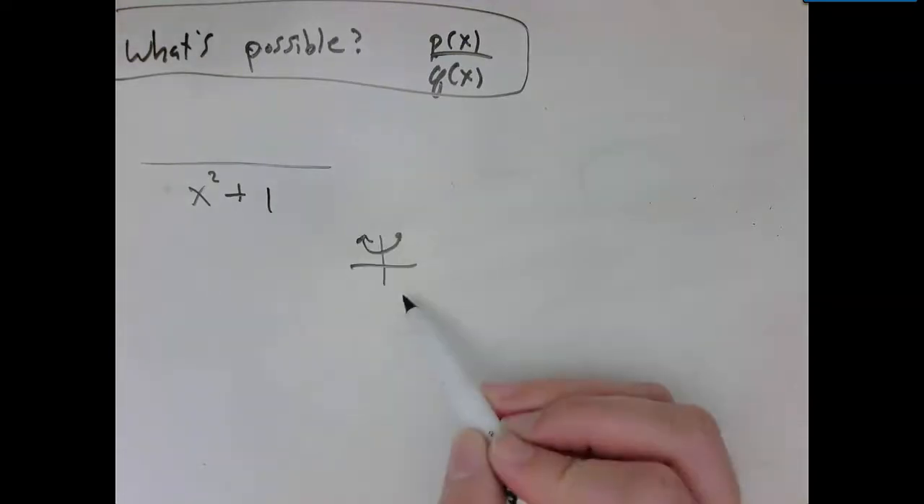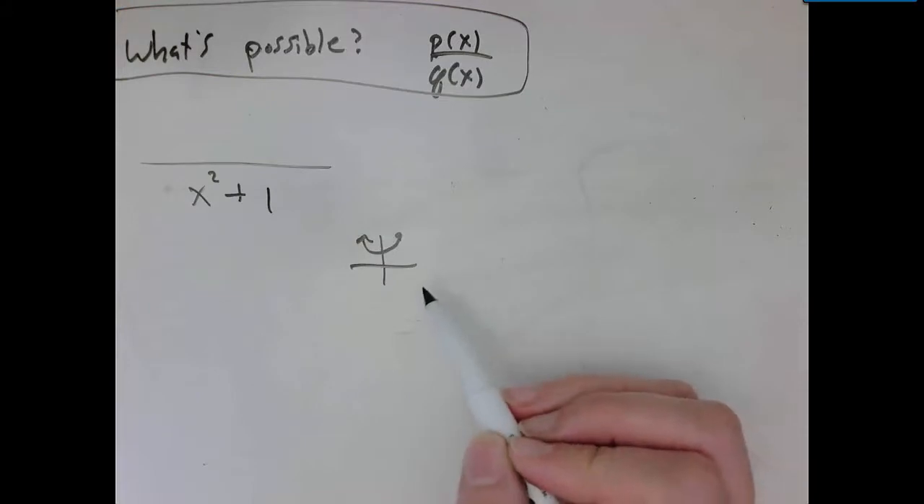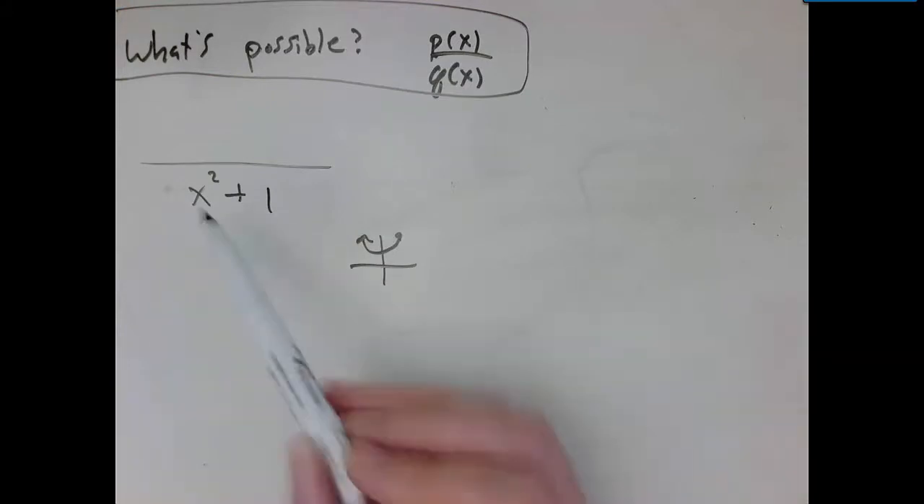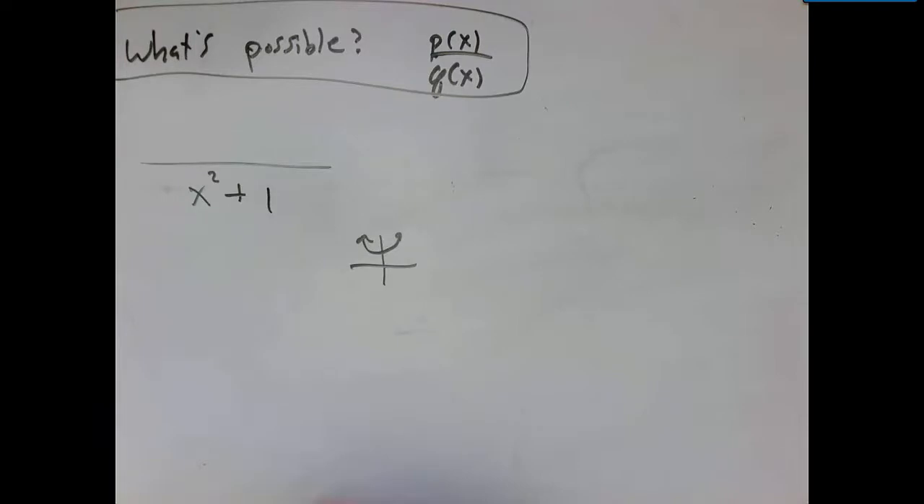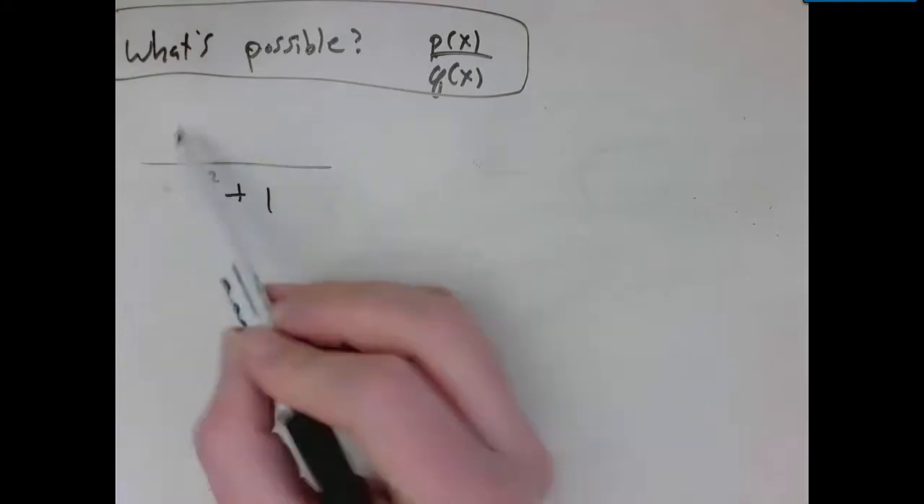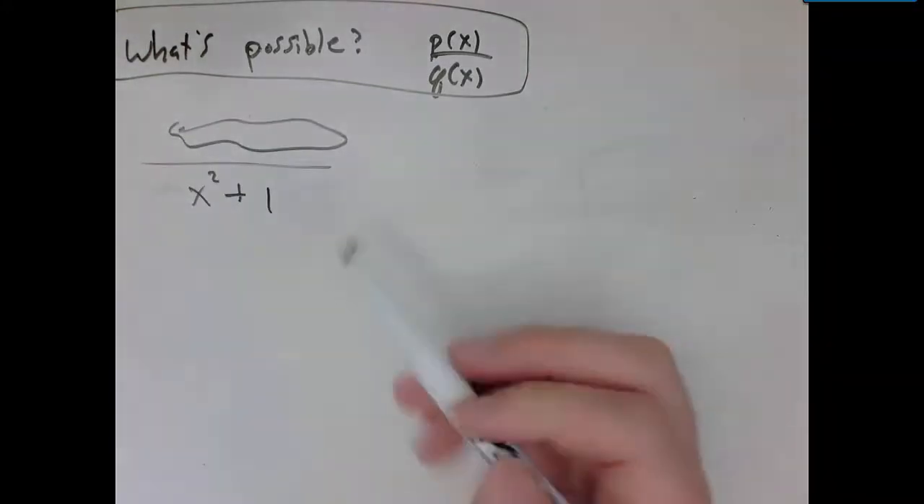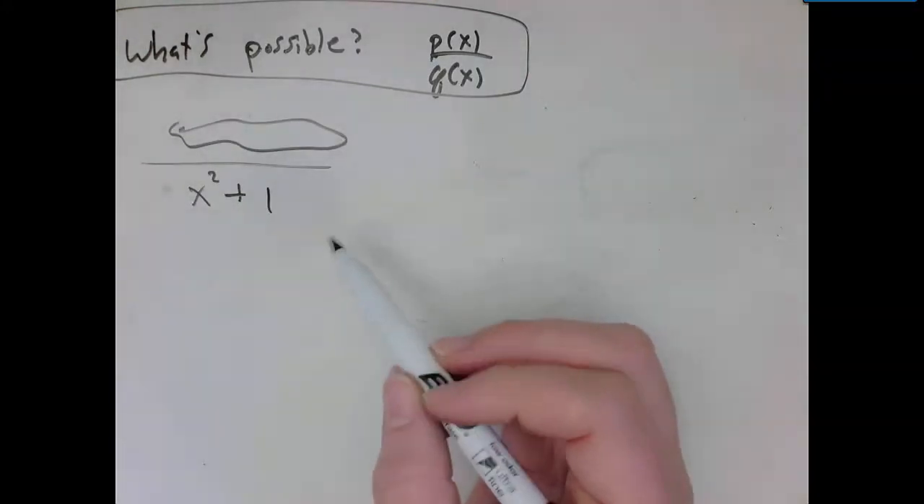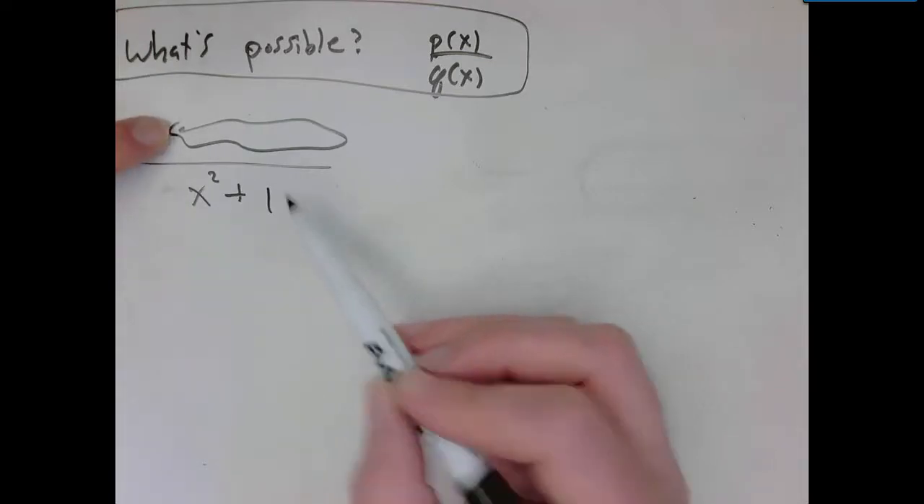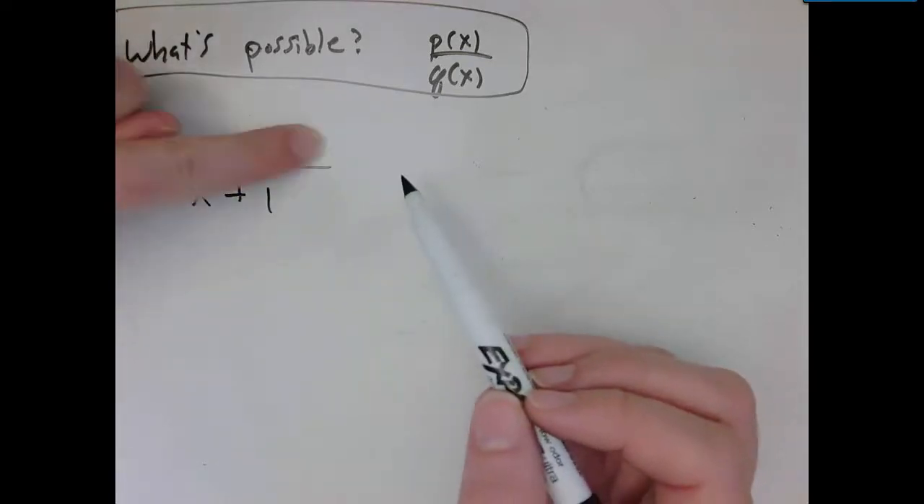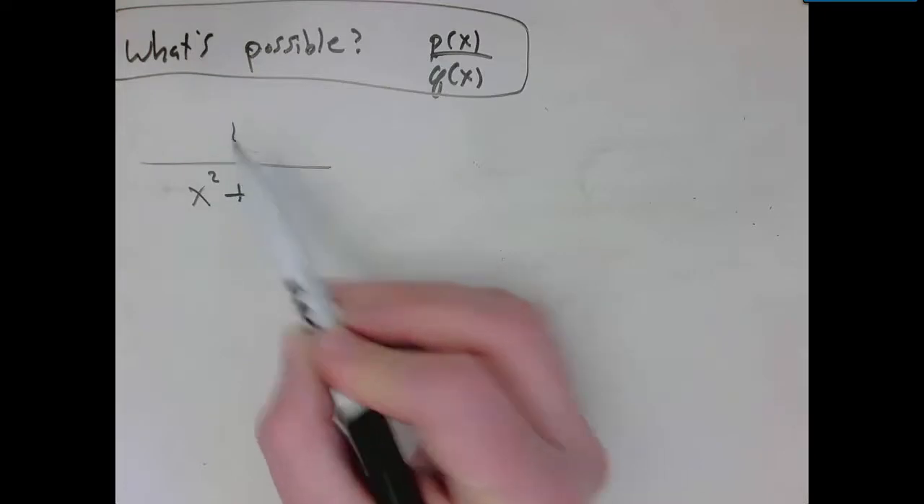Because if you imagine the graph, there are no x-intercepts, which means there are no real valued solutions, which means that it couldn't factor, because a factorization would produce solutions. Okay, so given that, what could the numerator look like? Well, let's try out some options. Could it be just a number like this?